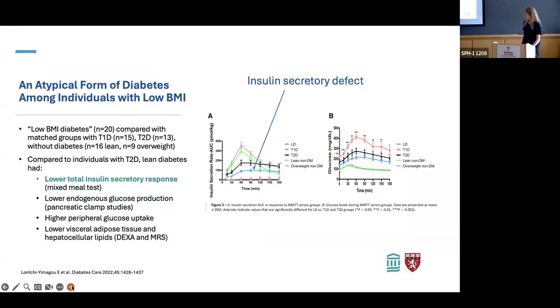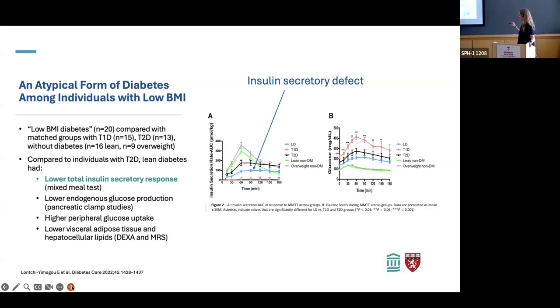I did some research during my residency with a group in India looking at this low BMI form of diabetes. And we compared it to a leaner type 2. In India, the BMIs tend to be a bit lower when they develop diabetes and other NCDs. So looking at regular type 2, type 1, people without diabetes, and then this lean diabetes, BMI less than 18.5, never been in DKA. And we did these clamp studies, these complicated studies looking at insulin sensitivity and secretion.